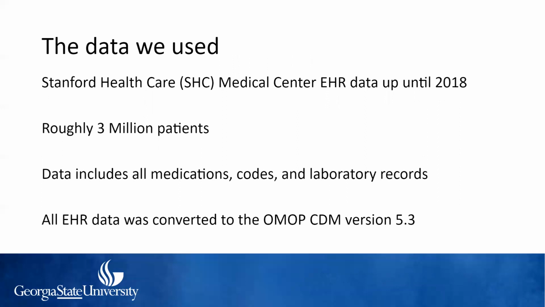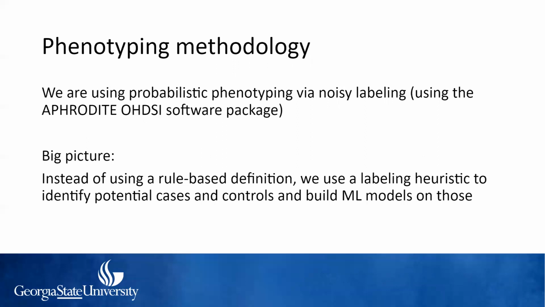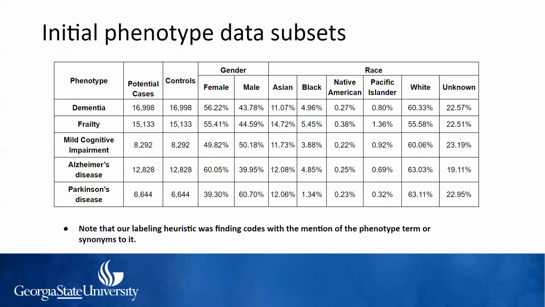The data we use is Stanford Healthcare's EHR data, 3 million patients, with all the medications, codes, and lab records, in the OMOP CDM V5.3. For phenotyping methodology, we use probabilistic phenotyping via noisy labeling using the APHRODITE package. If you're not familiar with APHRODITE, the big picture is that instead of using a rule-based definition, we use a labeling heuristic to identify potential cases and controls. This heuristic is usually a set of codes, and we build machine learning models on those. For phenotypes, we picked dementia, frailty, mild cognitive impairment, Alzheimer's disease, and Parkinson's disease.